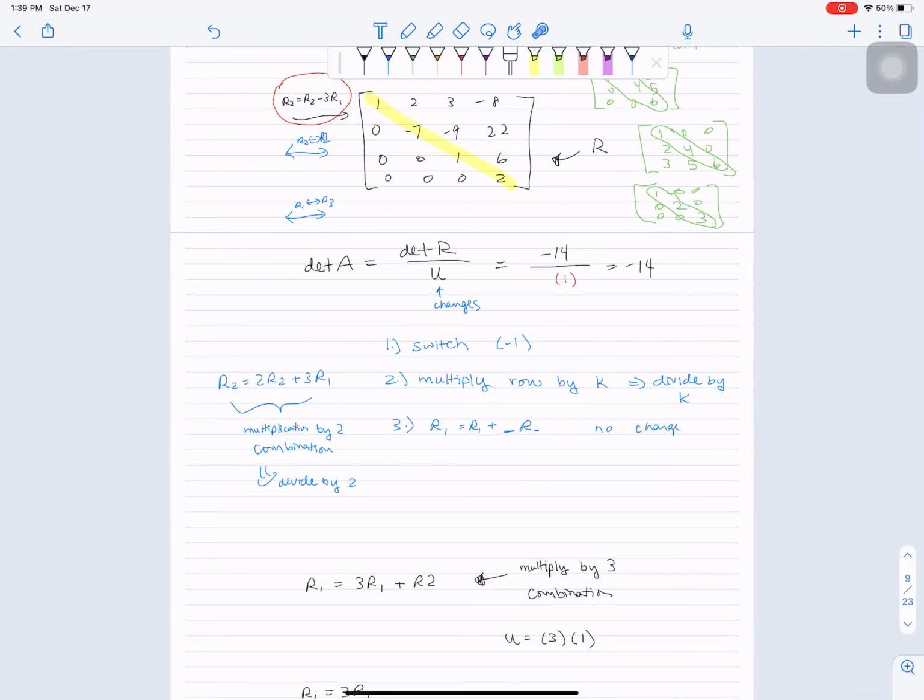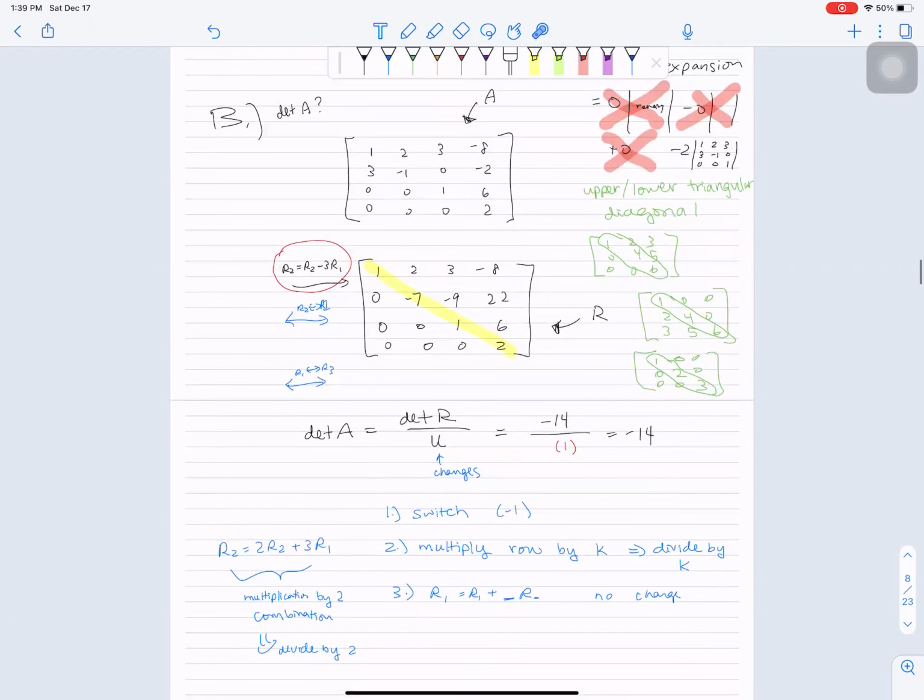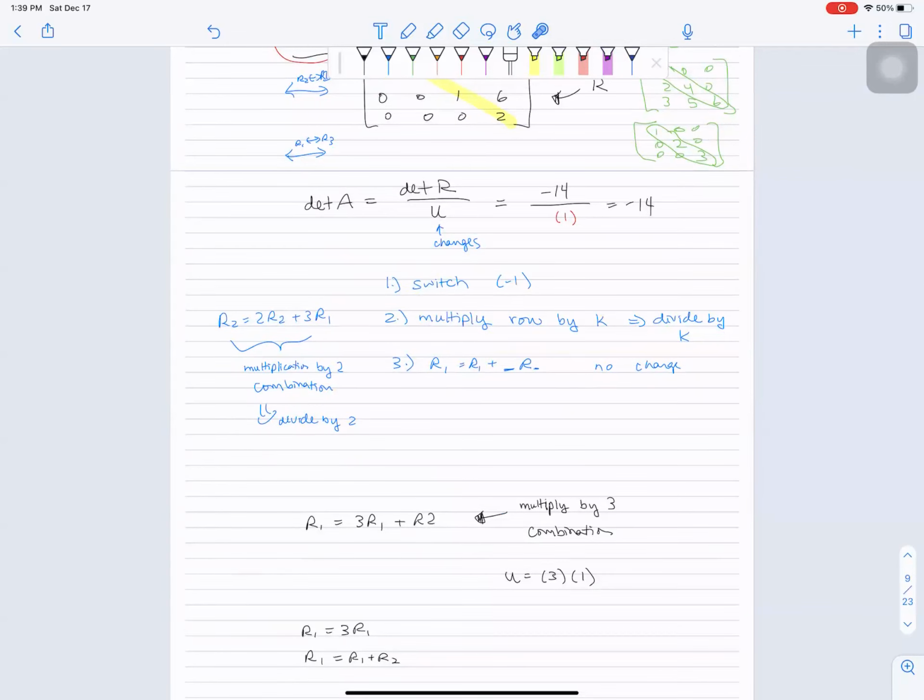Is it possible to only use switching and combination? Are there any cases where you would need to multiply by a row? I guess you don't have to multiply by a row, but sometimes you might need to multiply by a row in order to cancel things out. But yeah, it just depends. You can use whatever row operations you want.